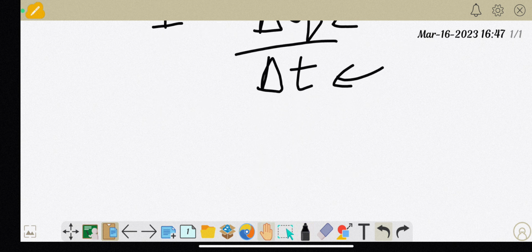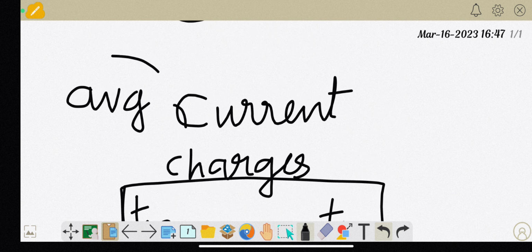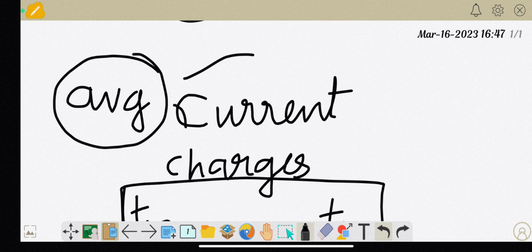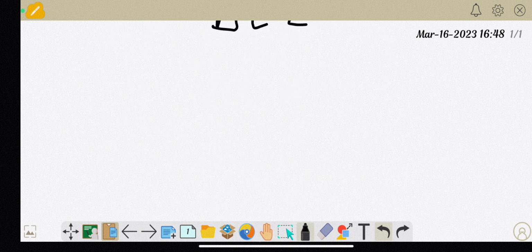Now see, we study averages of things, correct? Average velocity, average current, average acceleration. In the same way, we study instantaneous.